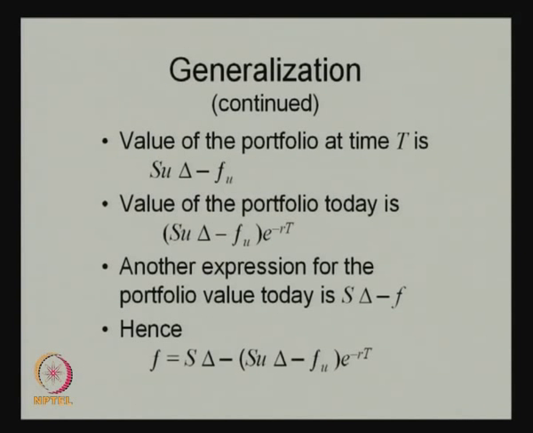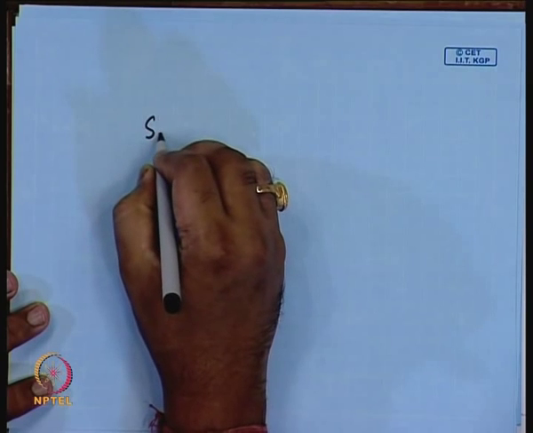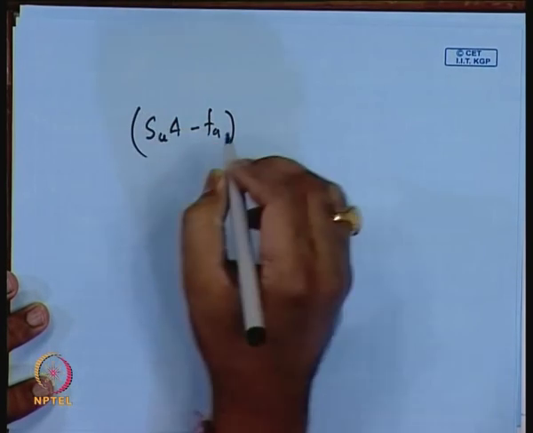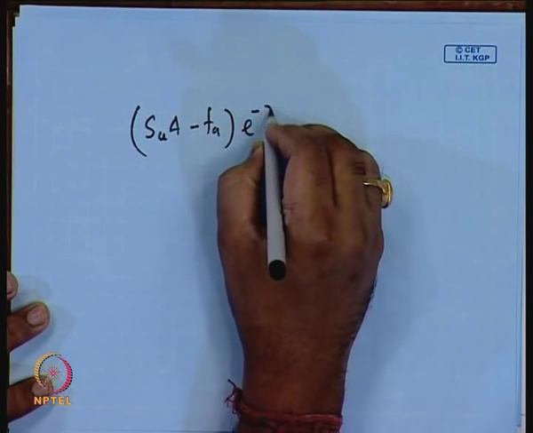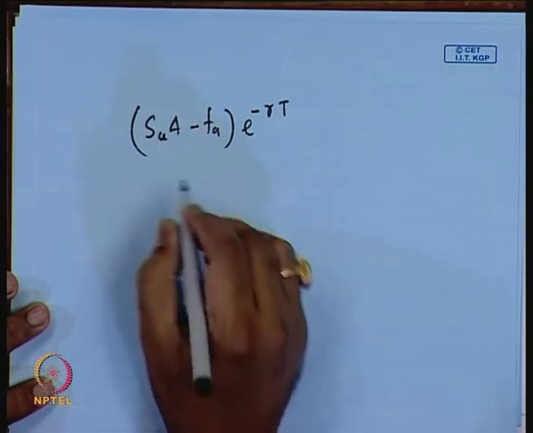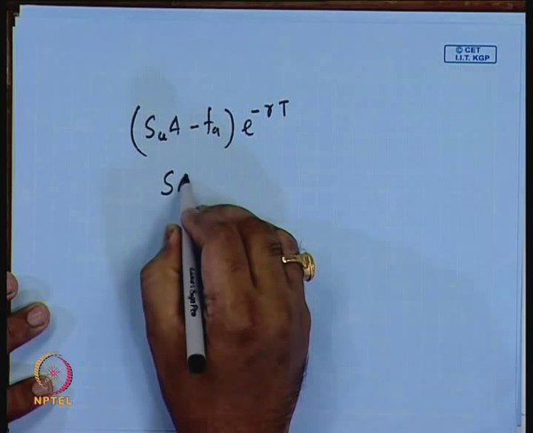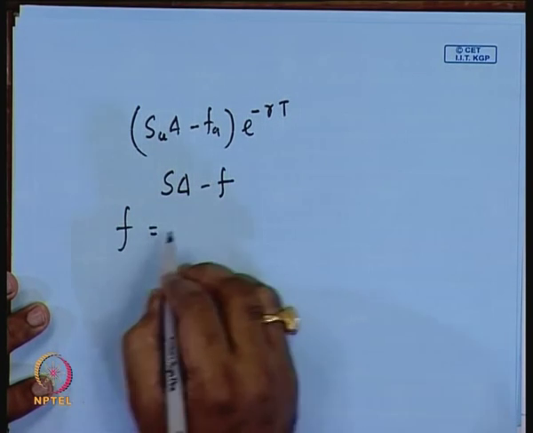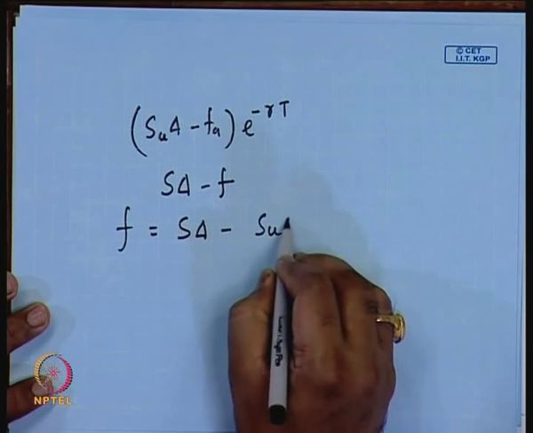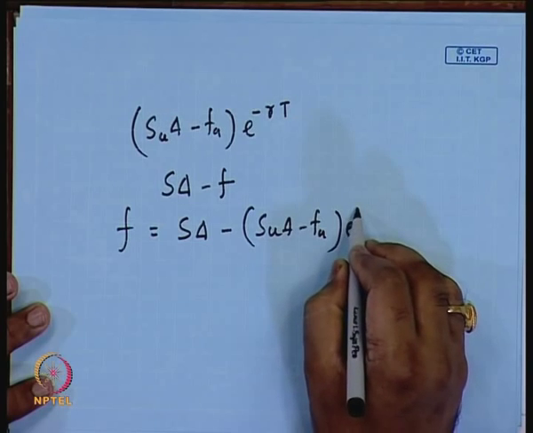In this case, the value of the portfolio at time t is S_u delta minus f_u, because it has increased further. If we want to discount it using the valuation formula, the value of the portfolio today is (S_u delta minus f_u) times e to the power minus rT. Another expression for the portfolio value today is S delta minus f. So f is S delta minus (S_u delta minus f_u) e to the power minus rT.